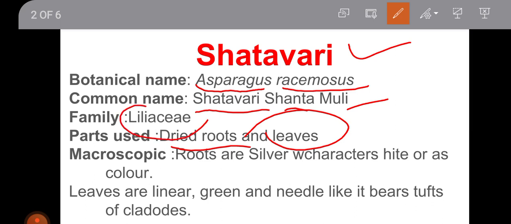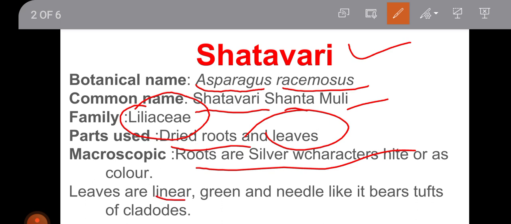This plant belongs to the family Liliaceae, and as I have already said, the dried roots and leaves of this plant are used as a drug or medicine. Macroscopic means very easy to see, visible to our eye immediately. A characteristic of this plant is that the roots are silver colored, a silver-like color we can see.